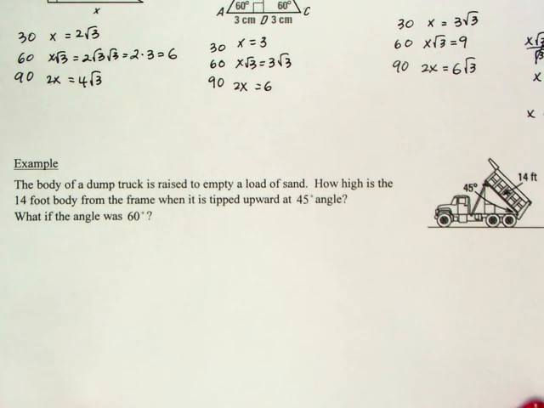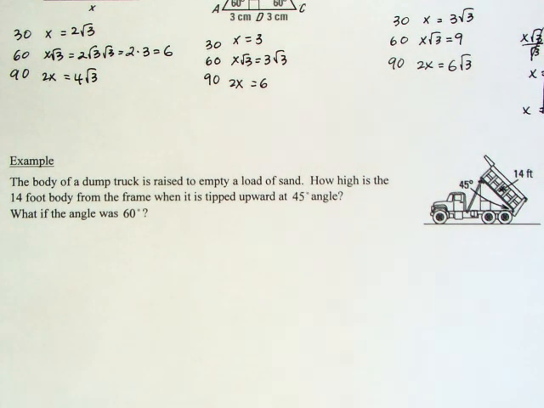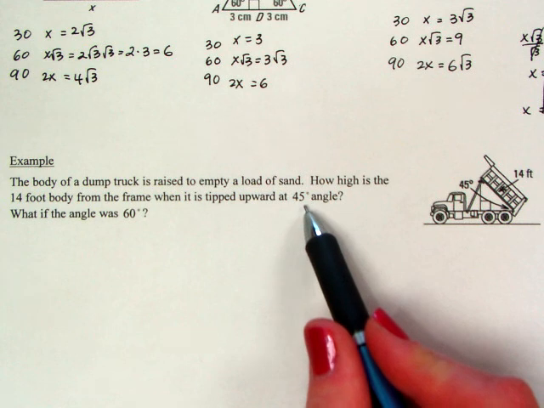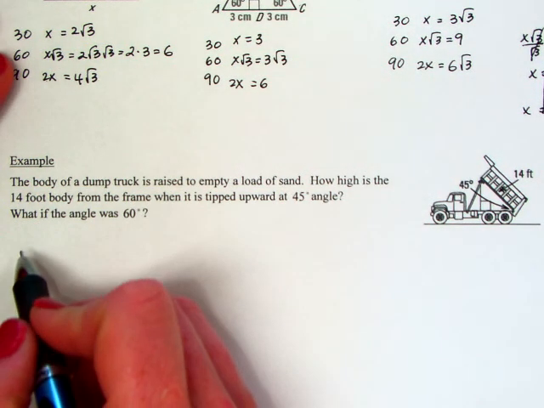One more example, a word problem this time. It says the body of a dump truck is raised to empty a load of sand. How high is the 14-foot body if you have a 45-degree angle? And then we'll do it if it was a 60. So first, if it was a 45.